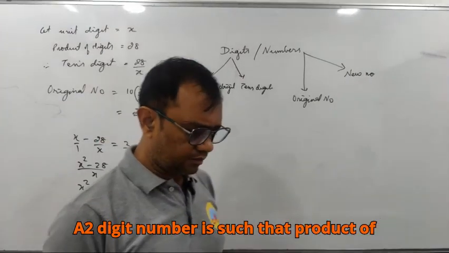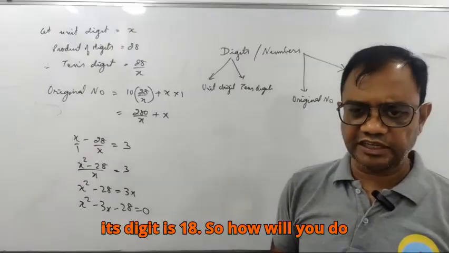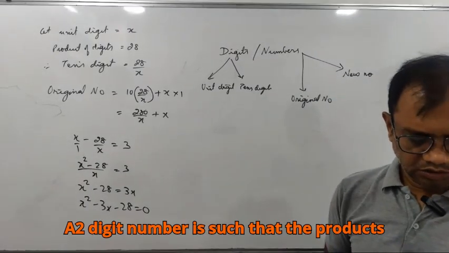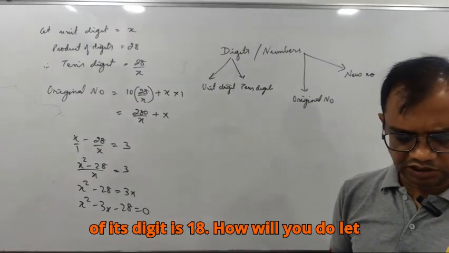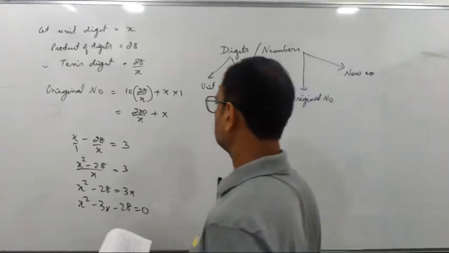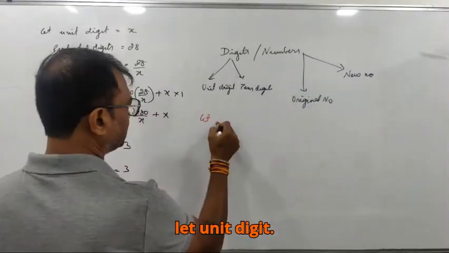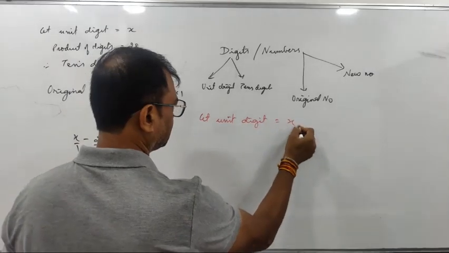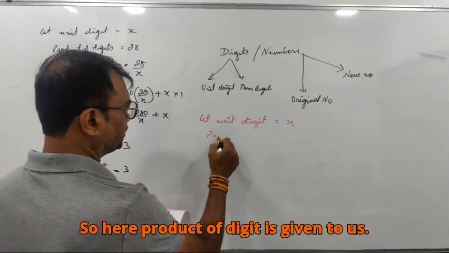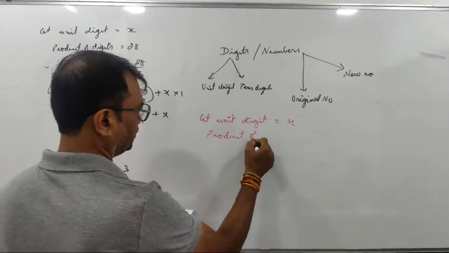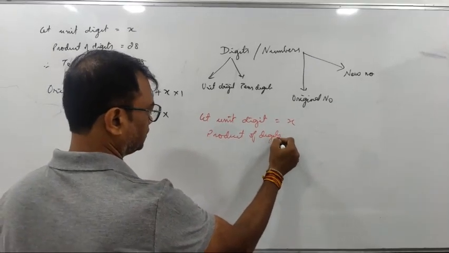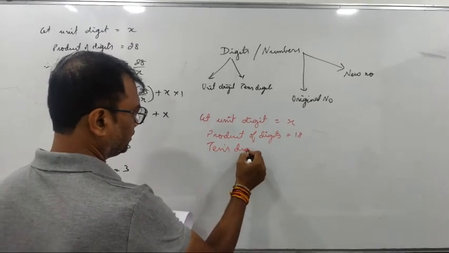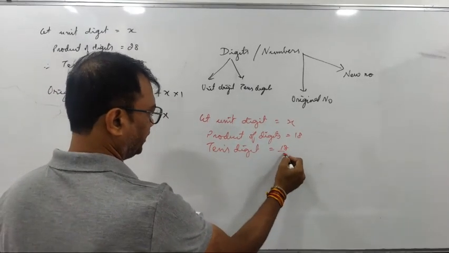A 2-digit number is such that the product of its digits is 18. How will you do it? Let the unit digit be x. So here the product of the digits is given to you as 18. So what will be the tens digit? 18 by x.